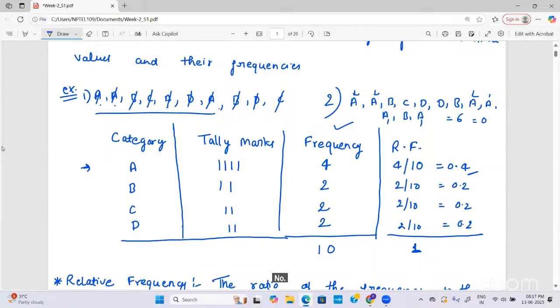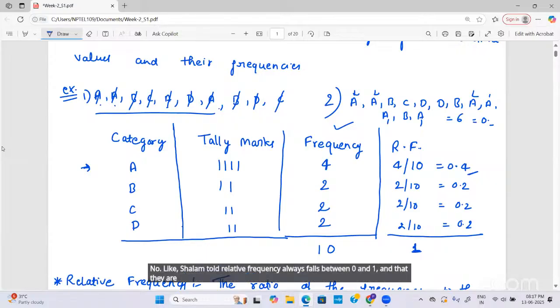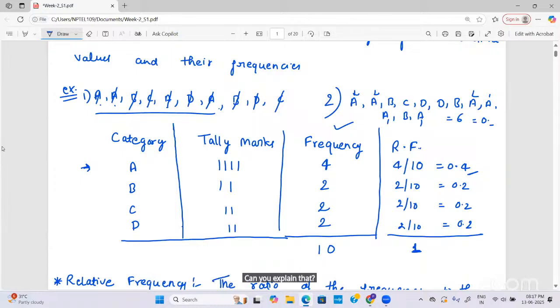Usha ma'am told us relative frequency always falls between 0 and 1, and that they are a good standard for comparison. Why is it a good standard? Can you explain that? Okay, see, wait, we will see the pie chart and all, and you will understand it.